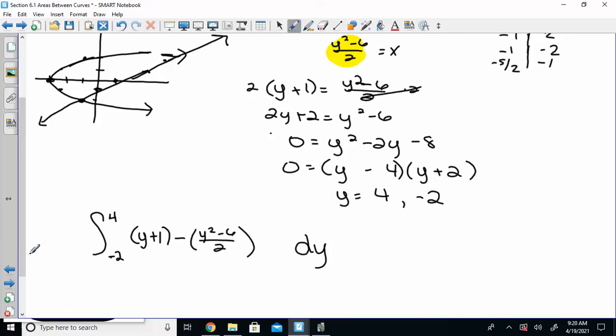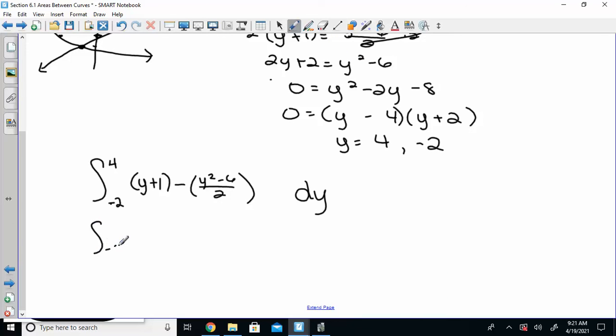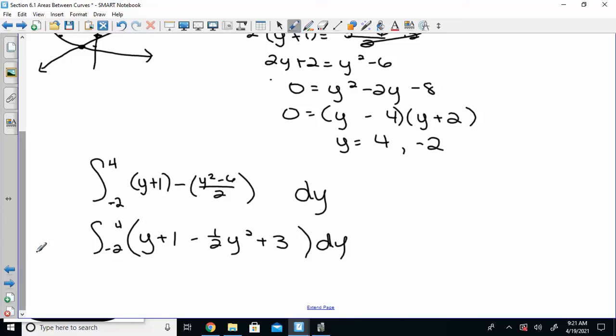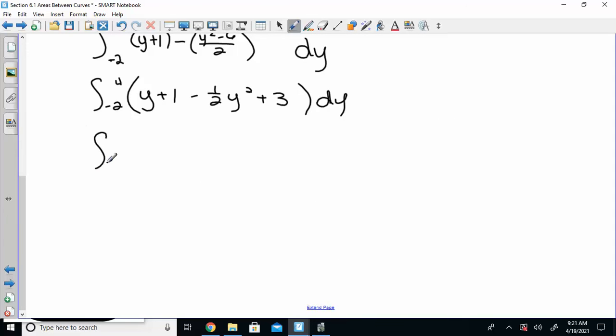Okay, we have completely changed how we set those up. Are there questions so far? If we wanted to clean this up a bit, this would be a y plus 1. I could distribute a negative 1/2 through that, so that's negative 1/2 y squared plus 3. You could even add some like terms if you wanted. So I have a negative 1/2 y squared plus y plus 4.